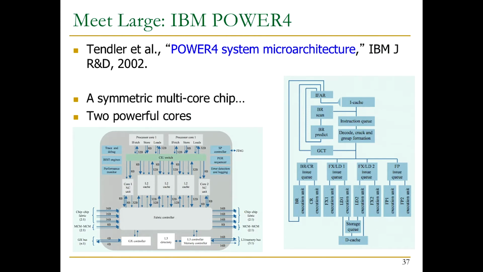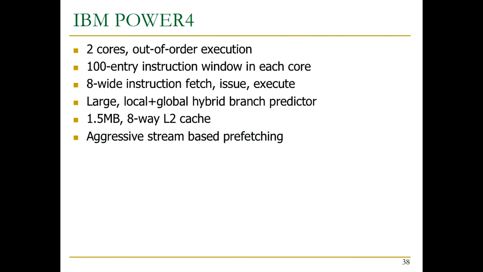It has two powerful cores. And if you want to learn about it, this is one of the beautiful papers that IBM used to write on their core designs. It's an IBM Journal of Research and Development in 2002. Unfortunately, you don't see these papers that much from companies these days. But it explains a lot of things in the system itself. I'm not going to go into detail other than saying that this is taking a large core and replicating it. Two cores, out-of-order execution, large instruction windows, very wide instruction fetch. As you can see, large branch predictors, aggressive cache hierarchy.